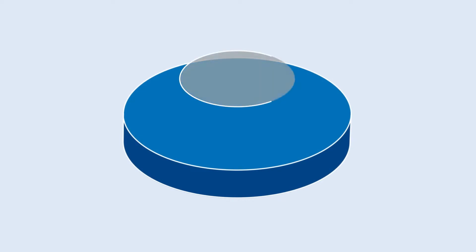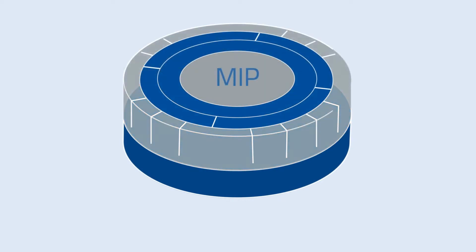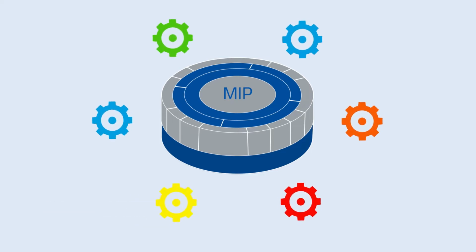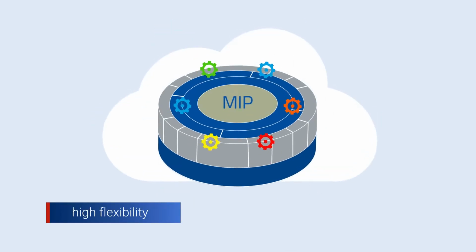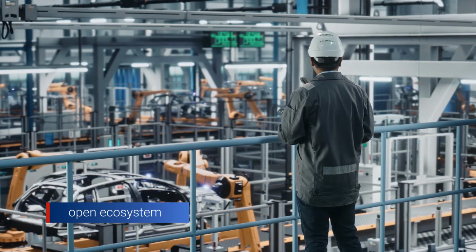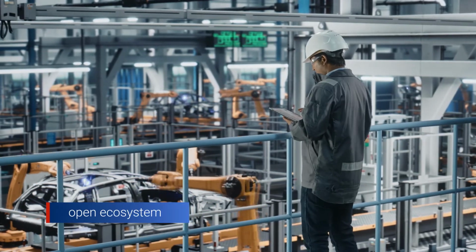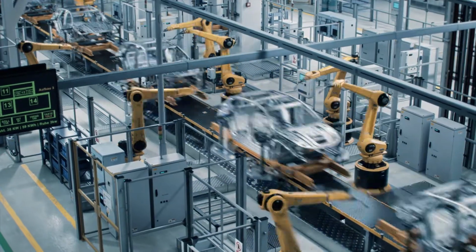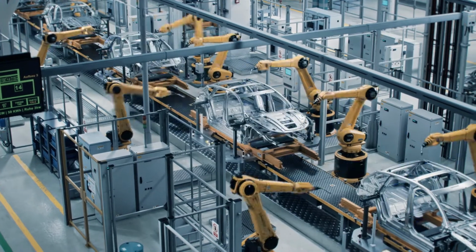MIP forms the foundation on which all applications communicate, thus enabling full interoperability. Apps with different functions and from different providers can be combined with high flexibility using the MIP. This open ecosystem makes it possible to integrate the standard applications of different suppliers into a smart factory. Everyone delivers what they do best.